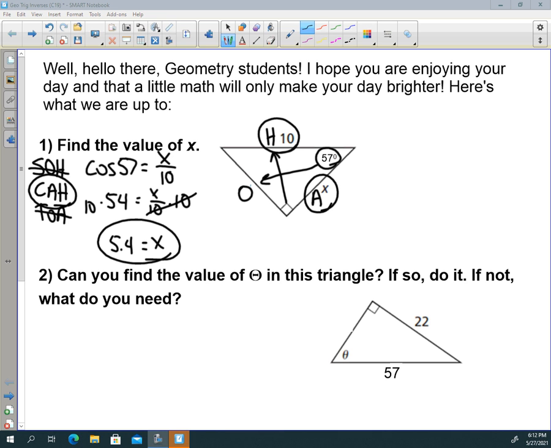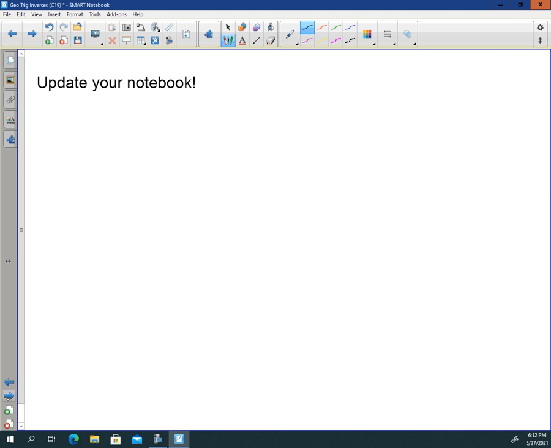We could find the measure of this third side by plugging 22 and 57 into the Pythagorean theorem. That's about all we can find, actually. So the answer to this one is no. But by the end of this, your answer is going to be yep. So it's time to update that notebook. Pause this video, do your updates, and then come on back.